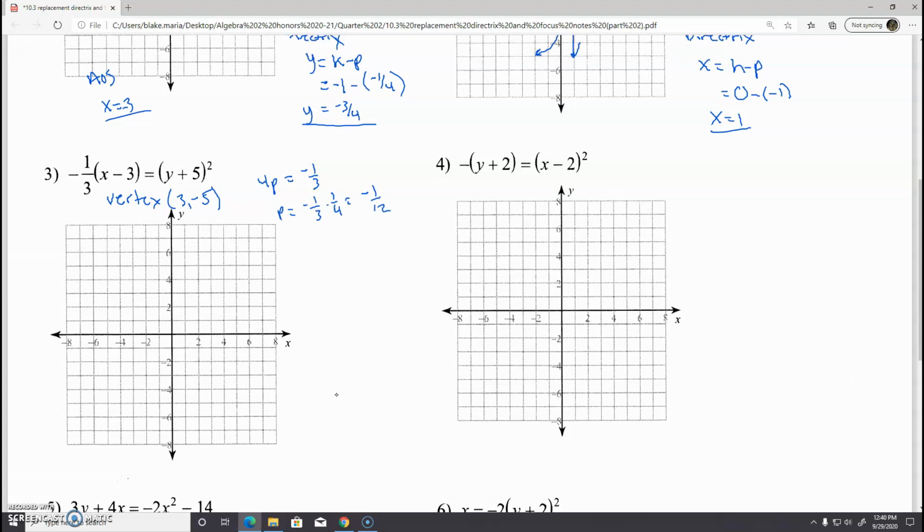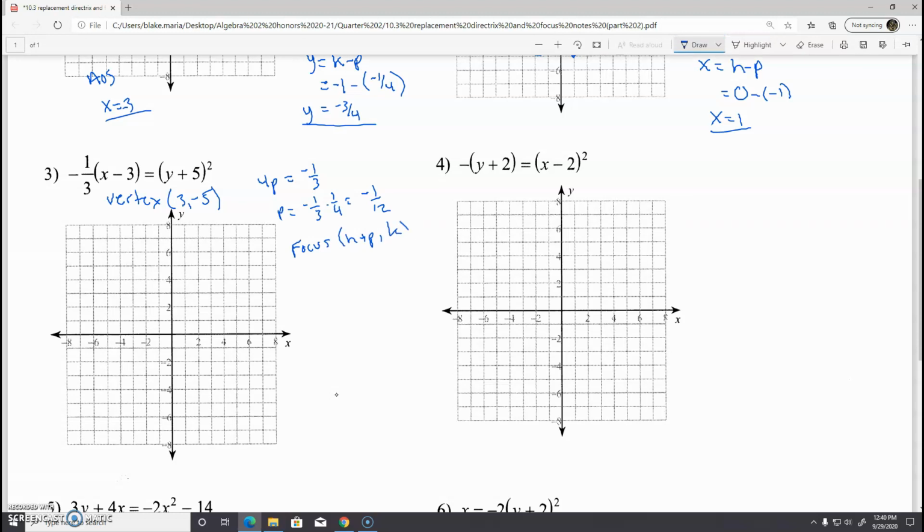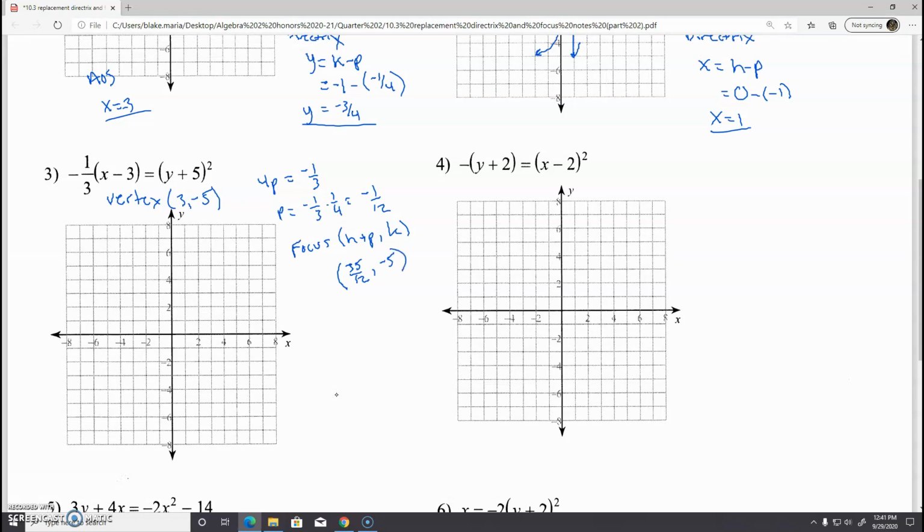So we know y tells us it's opening, sorry, left or right. This tells us to the left. Let's do our focus. Remember, you're going to add it to that x value. So we're going to have 3 plus negative 1/12 gets us 35 over 12. And k was negative 5. So 3 plus negative 1/12. 3 is 36/12 minus 1/12 gets us 35/12.